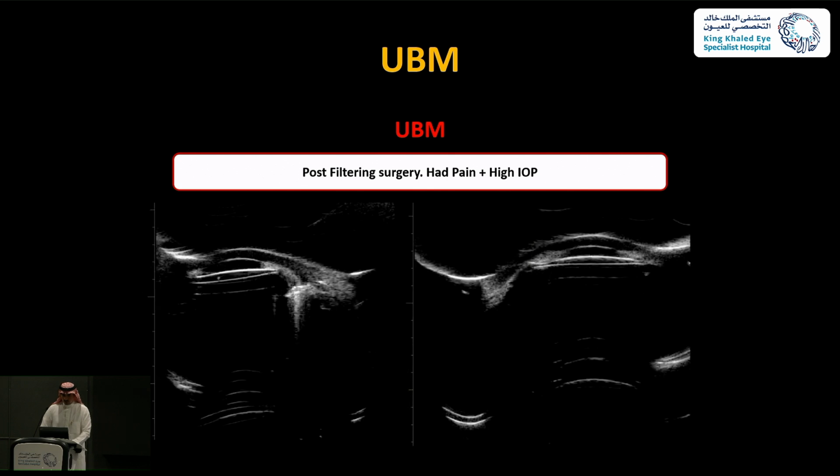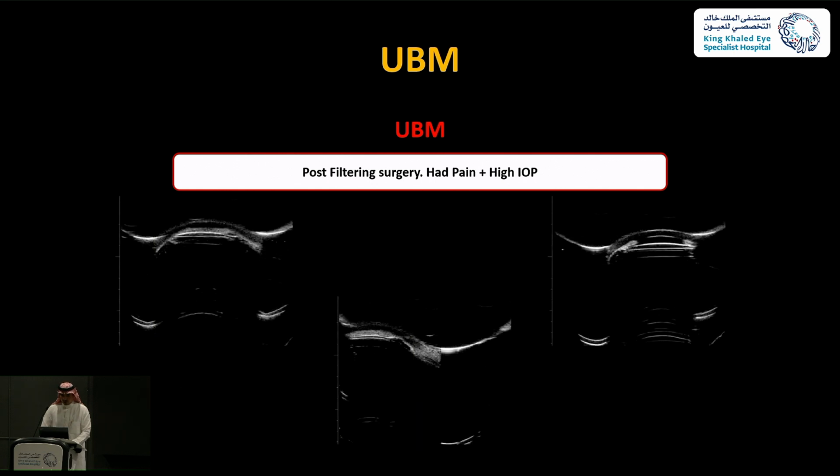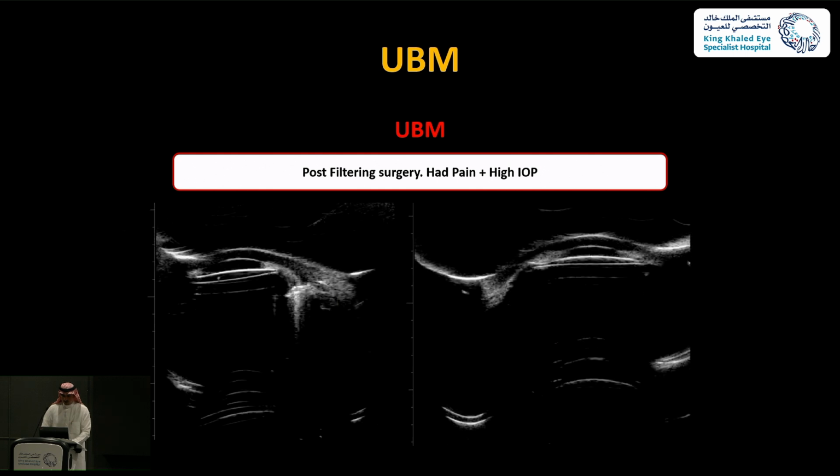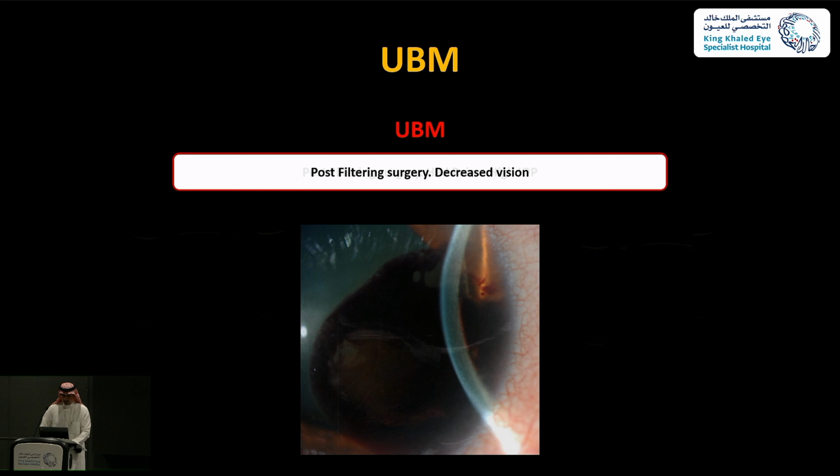Another patient who underwent filtering surgery developed pain and high intraocular pressure, and that's his UBM, showing you a very shallow anterior chamber and forward rotation of the ciliary body, as you can see here, and closed angle.